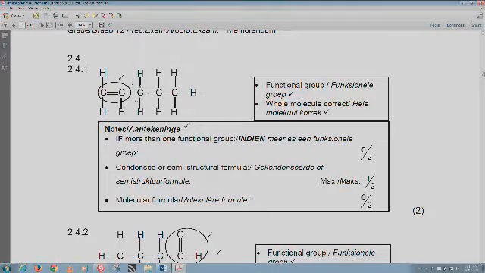In other words, say for instance the learner writes the double bond between carbon 2 and carbon 3. If the double bond is there and there are correct number of bonds around those carbon atoms, then the learner will only get 1 mark for the functional group, because now the rest of the molecule will be incorrect.